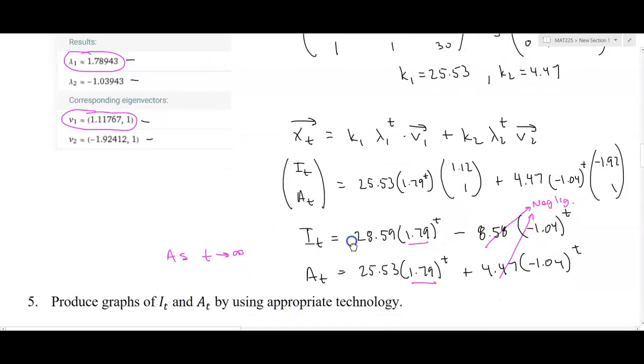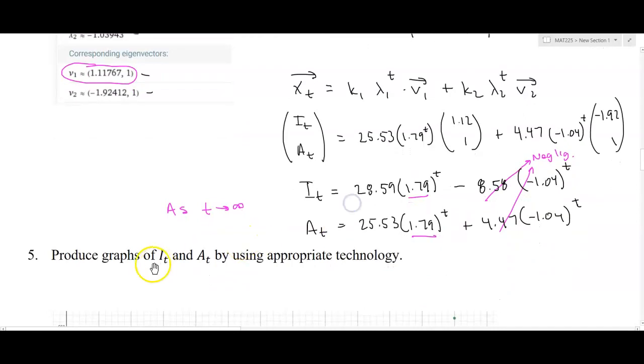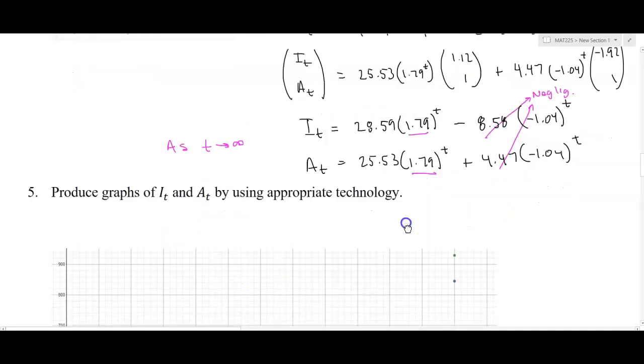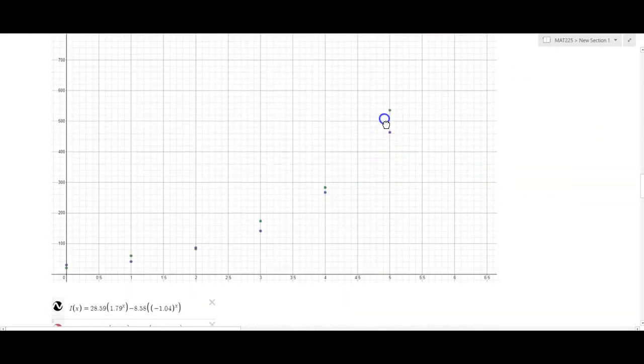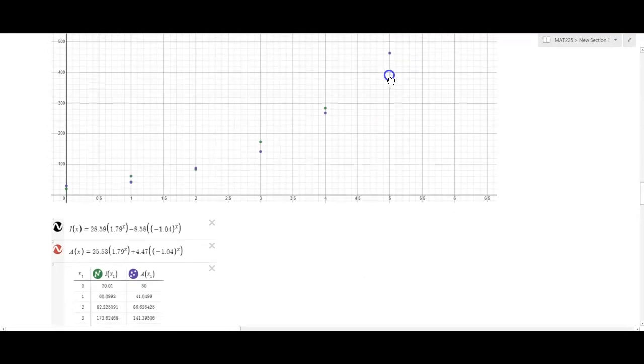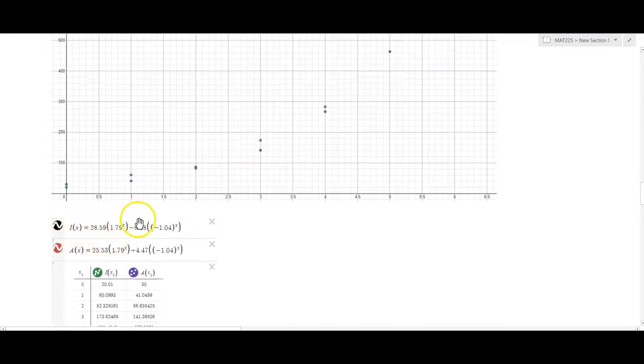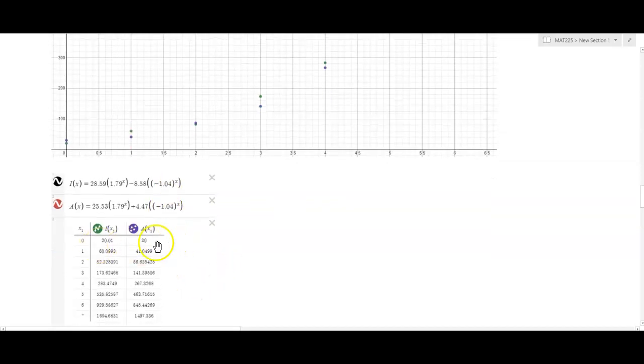to see that this is going to be an exponentially growing function by producing graphs of I of t and a of t using appropriate technology. Now I've already got the graph here for the two populations. So down here you can see I have infants at time t and adults at time t, those equations entered in. Just notice that I have negative 1.04 all to the power of x. And then here I produce tables, and I'll show you why I had to create tables in a second.